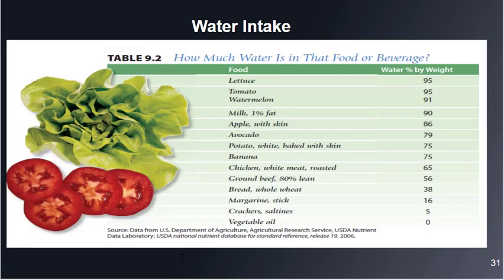We've got this table here showing the water content of various foods. As I mentioned before, the fruits and vegetables can be very high in water. We see here lettuce and tomato, 95% water, and watermelon, 91% water.